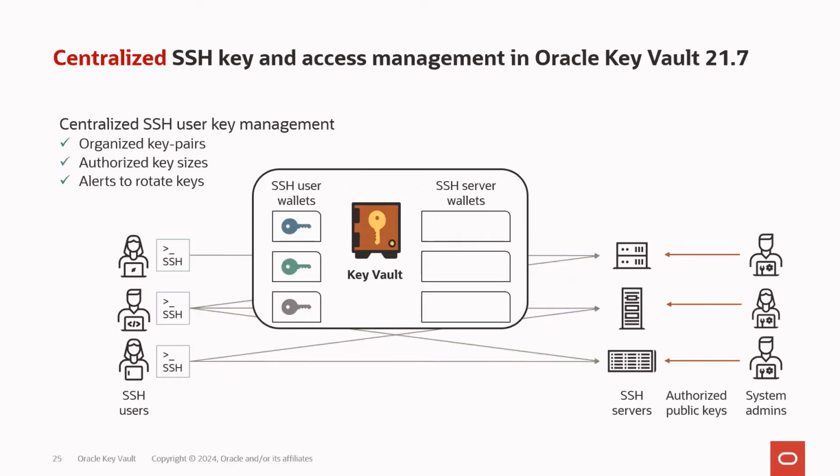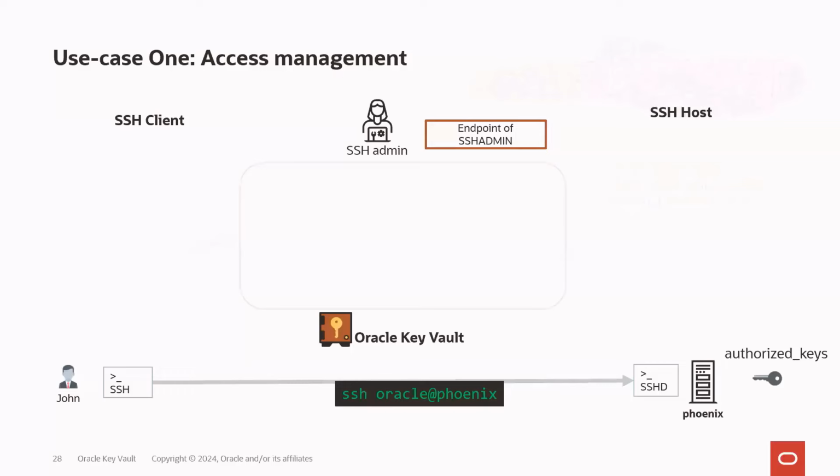So let me quickly go through an example. So this is our first use case. We have a user, John, on the left side who likes to connect to Phoenix on the right. In order to do this, we have John's public key in the authorized keys file, and John is using a very familiar command to log into the remote machine.